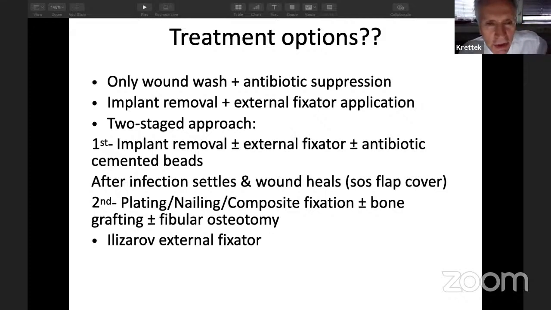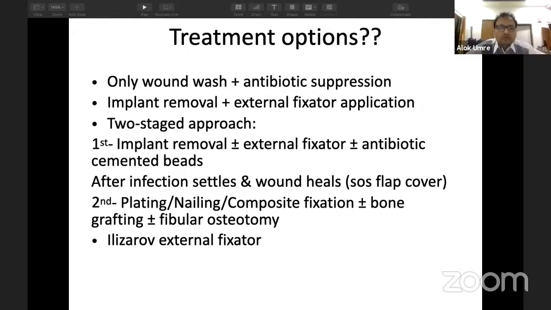Usually 2-stage: implant removal, debridement, antibiotic spacer. And usually we do not add an external fixator on the tibia. In most cases we do not add one, because a brace together with the fibula gives so much intrinsic stability that we can avoid additional external fixation. Thank you, Professor. Alok, please proceed.